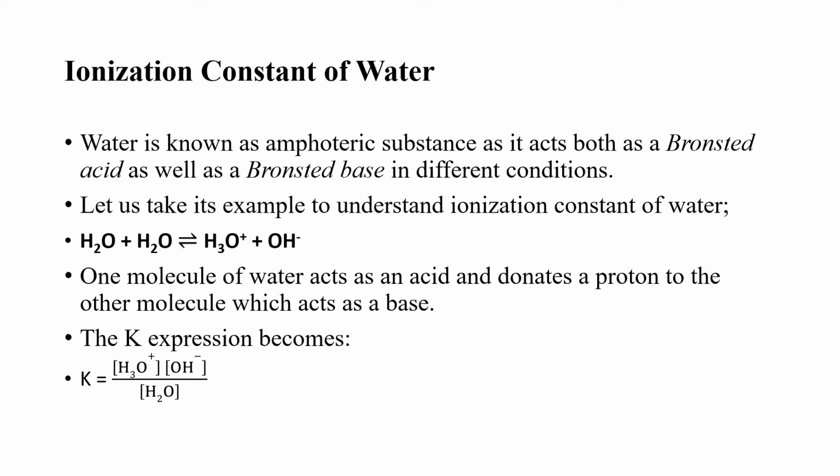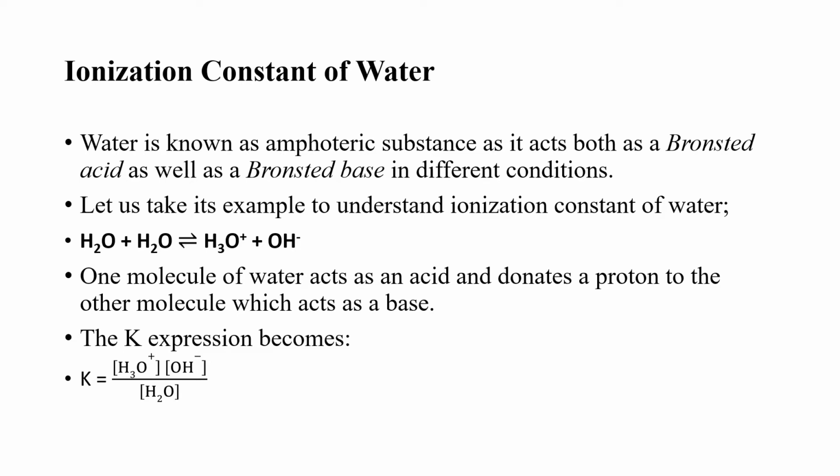Next topic is the ionization constant of water. As we know that water is an amphoteric substance, so it can behave as an acid as well as a base depending upon the different conditions in which it is present. In order to understand the concept of the ionization constant of water, or to derive its equation, let us take as an example in which water molecules undergo self-ionization. So one water molecule will act as a Lowry-Bronsted acid, and it will donate a proton to another water molecule which will act as a Lowry-Bronsted base.